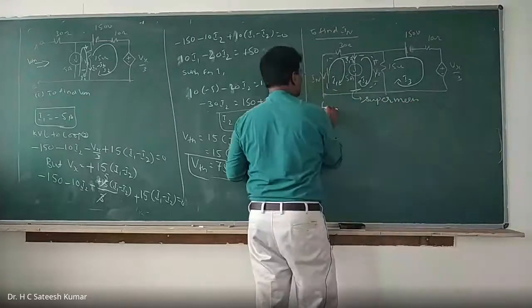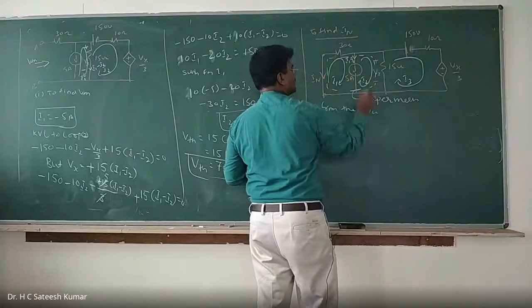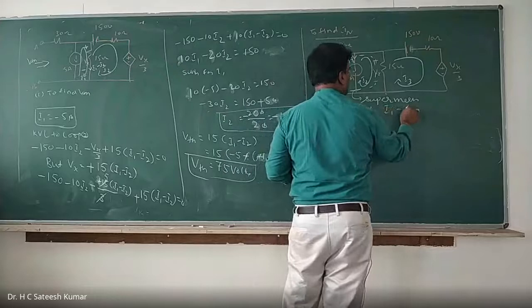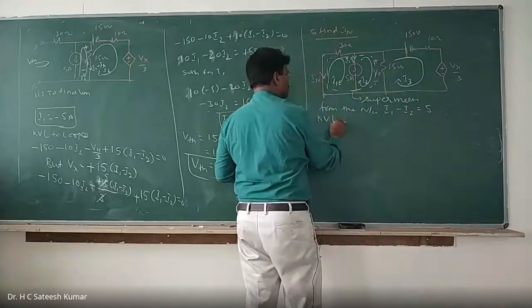From the network, what is that we have? I1 minus I2 is what? 5 amps. I1 minus I2 is 5. KVL to super mesh.